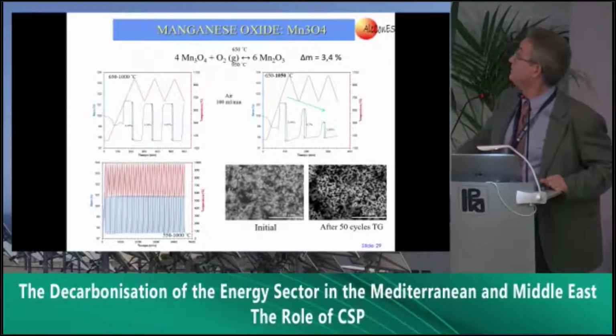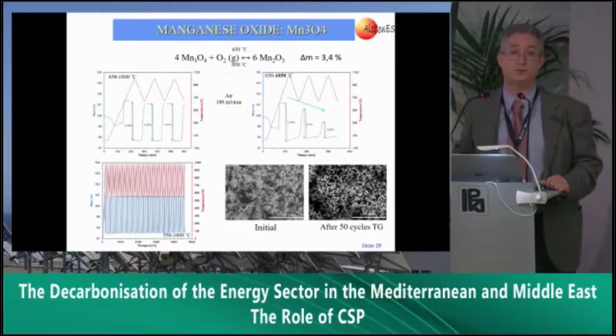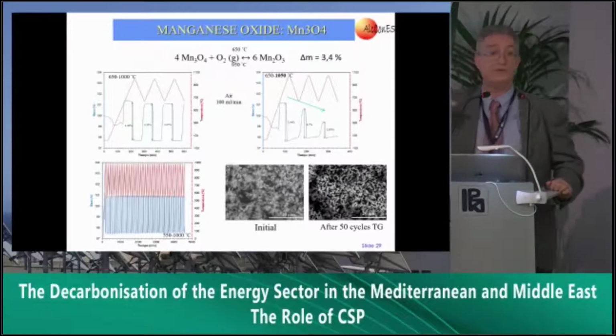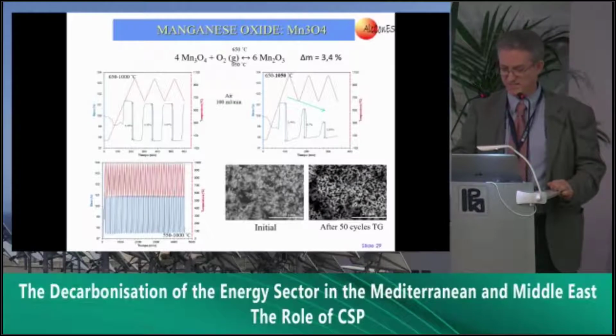So this means that if you have for this specific material the correct operation temperatures, you can guarantee, you can see at the bottom, a very good cyclability. But it's extremely sensitive in many cases.